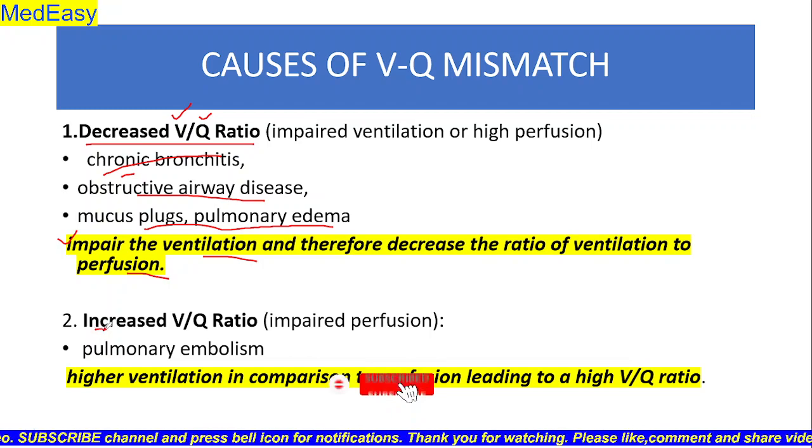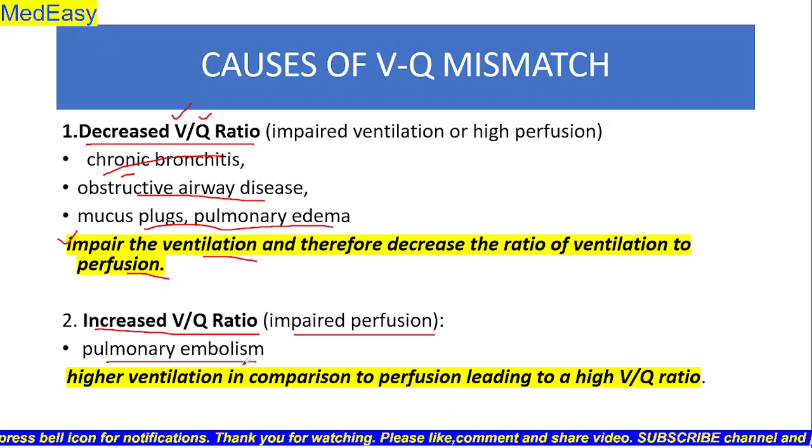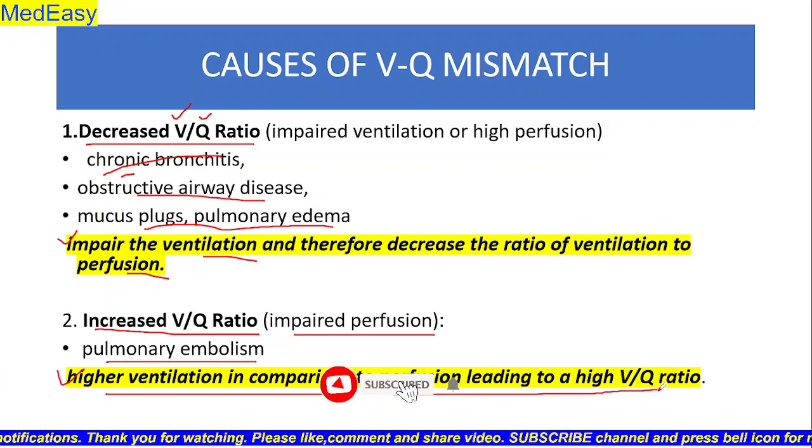And what will happen in case of an increased VQ ratio? There will be impaired perfusion, actually. That happens in pulmonary embolism, because there is higher ventilation in comparison to perfusion. Ventilation is okay, but perfusion is 0. There is no perfusion because a large embolus is obstructing the flow of blood to the lungs. In that situation, there will be an increased VQ ratio.